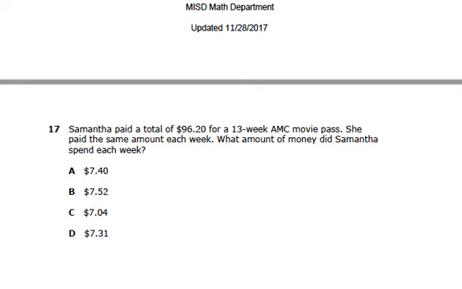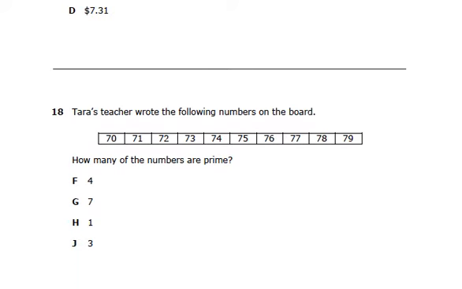Number 17. Samantha paid a total of $96.20 for a 13-week AMC Movie Pass. She paid the same amount each week. What amount of money did Samantha spend each week? Number 18. Tara's teacher wrote the following numbers on the board. How many of the numbers are prime?